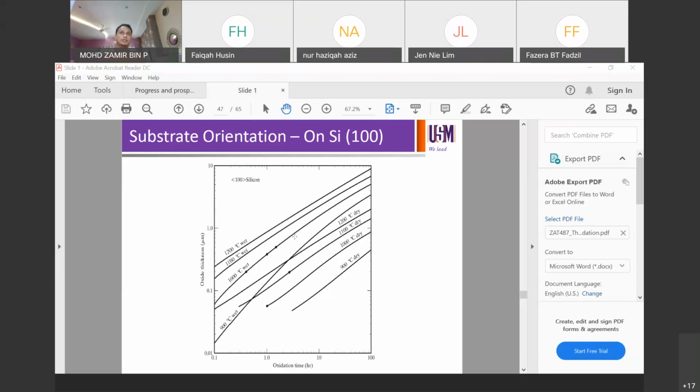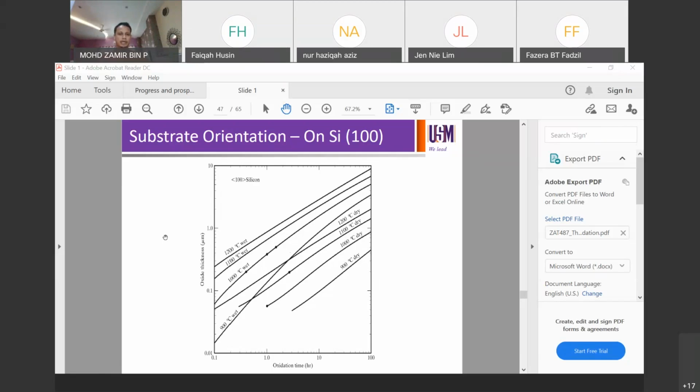So it's due to the different growth rate of wet versus dry. Kalau you compare same temperature, same substrate orientation, everything else is the same. So it can be one order of magnitude difference between dry versus wet process. Okay.